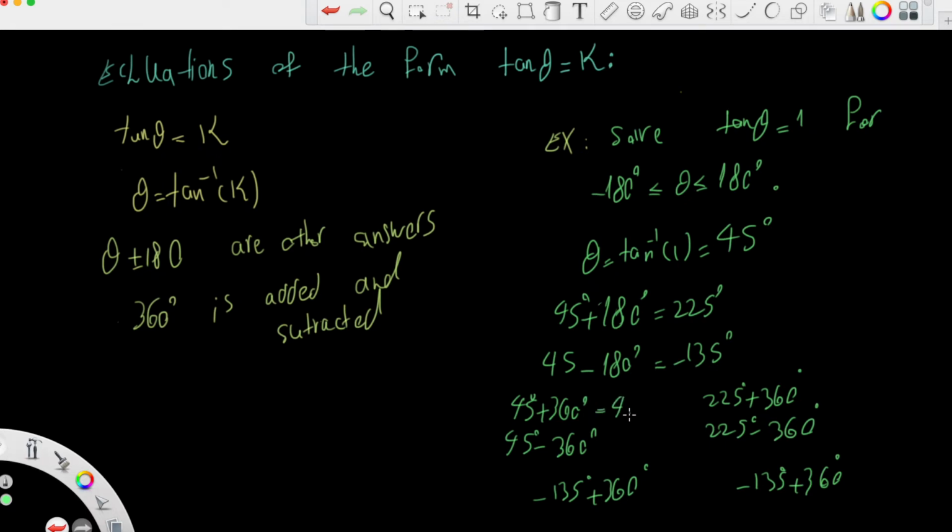This will be 405, which is not acceptable. Here is a negative 315, not acceptable. Here, not acceptable. This one will be negative 135, which is acceptable. We already found. This one will be 225, which is not acceptable. And this one will be negative 135 actually minus 360, and I mistakenly wrote plus, so it's not acceptable.